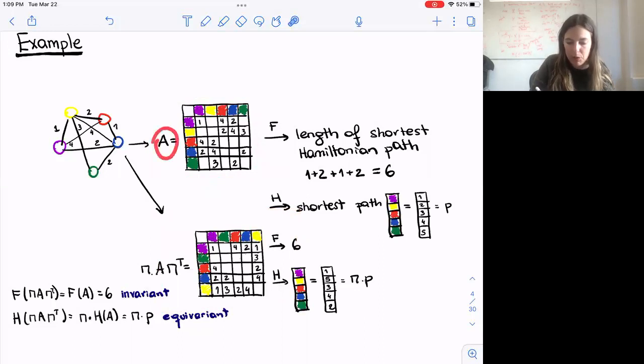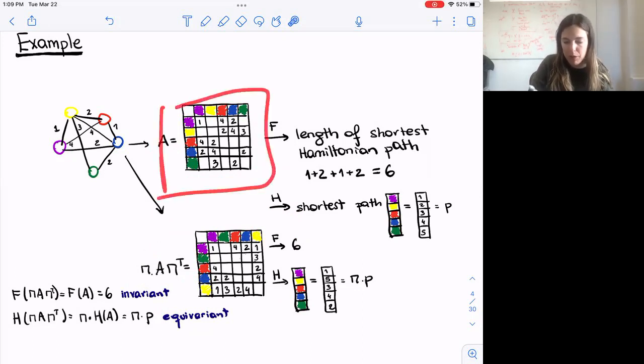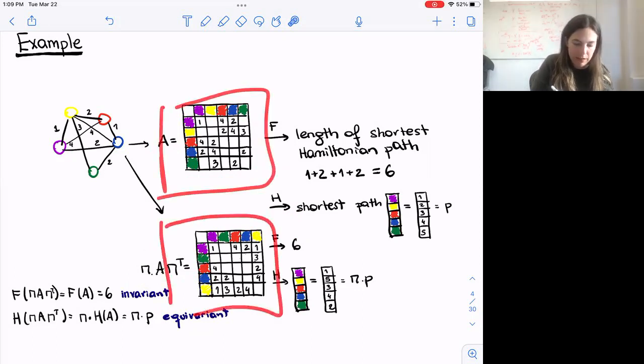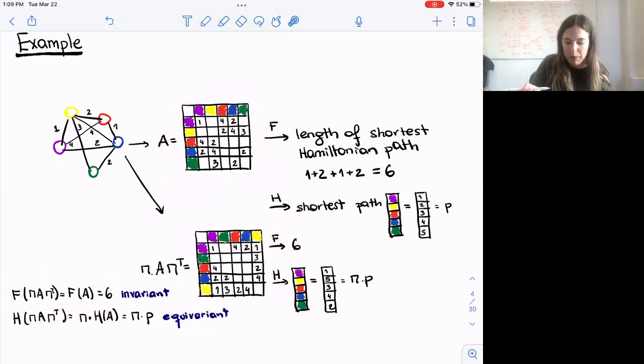The change from here to here is just an action by permutations, like that is conjugation. And so, for instance, if I ask a function, what is the length of the shortest path that visits every node, then that function is invariant. It doesn't matter whether you give it this or that. So it satisfies that f of the action on A is equal to f of A.